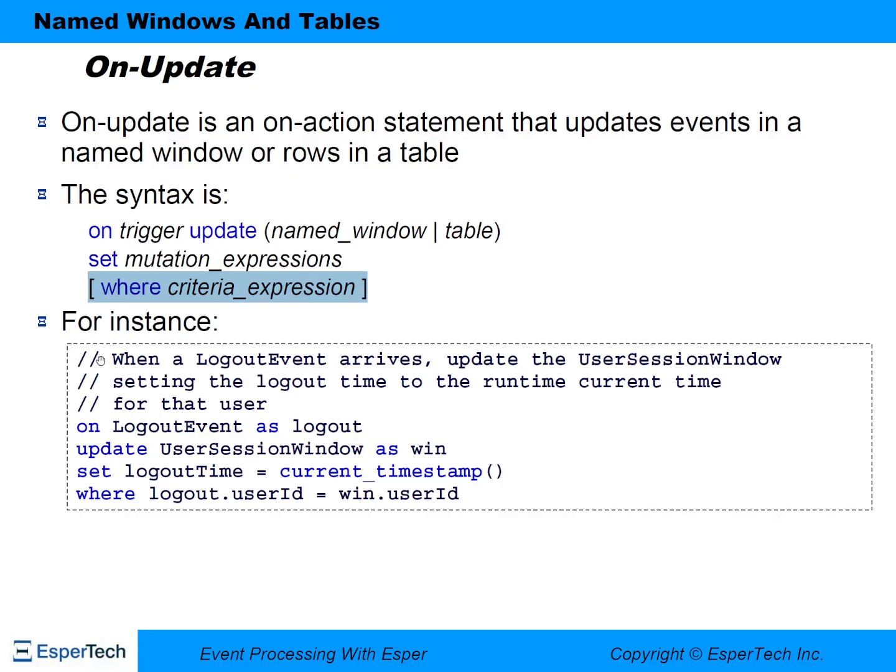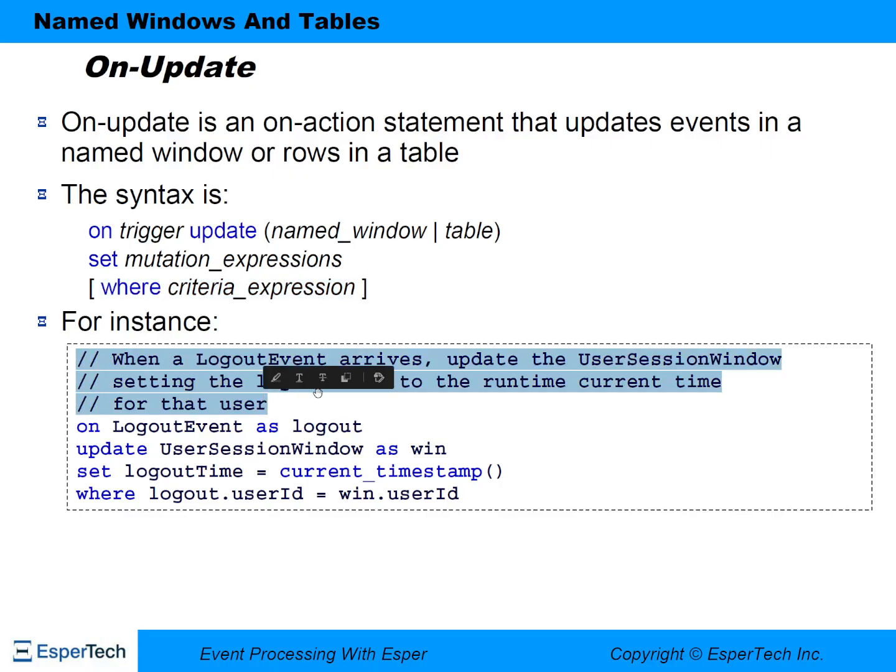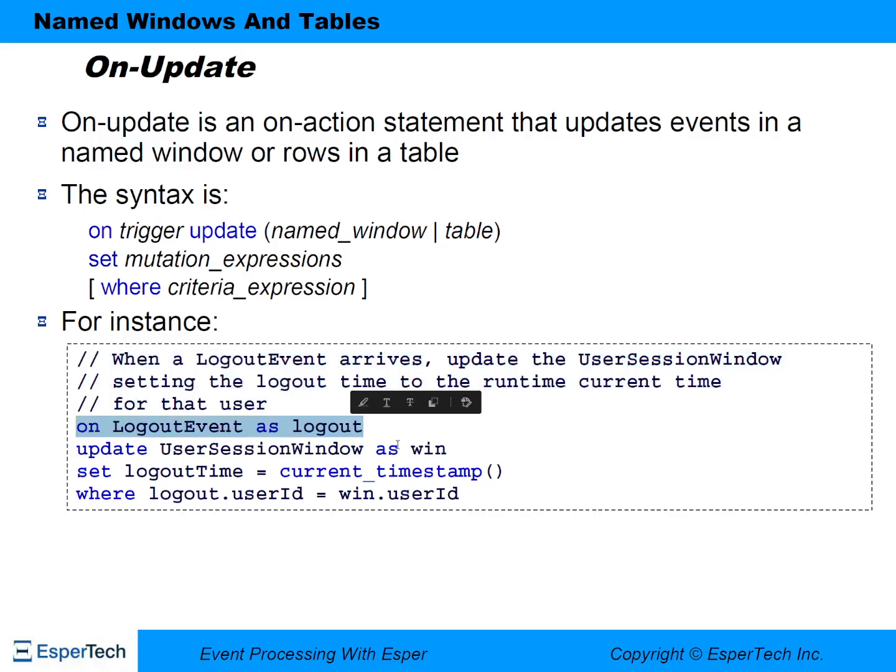For instance, when a logout event arrives, update the user session window setting the logout time to the runtime current time for that user. On logout event as logout. Update user session window as win. Set logout_time equals current_timestamp. Where logout.userid equals win.userid.